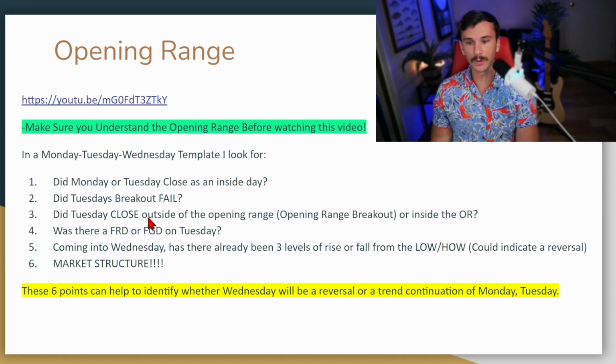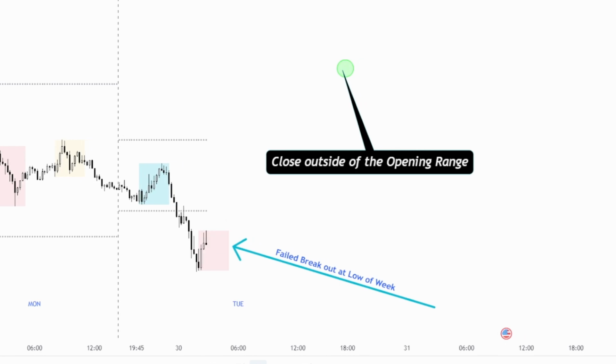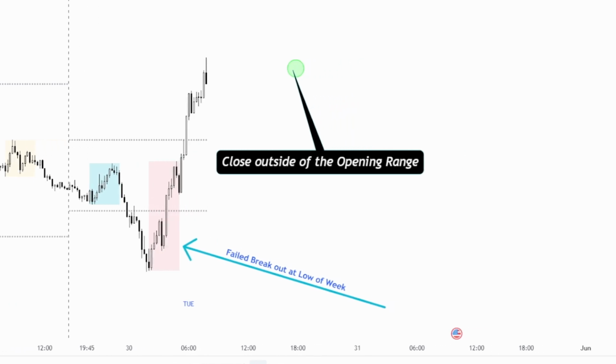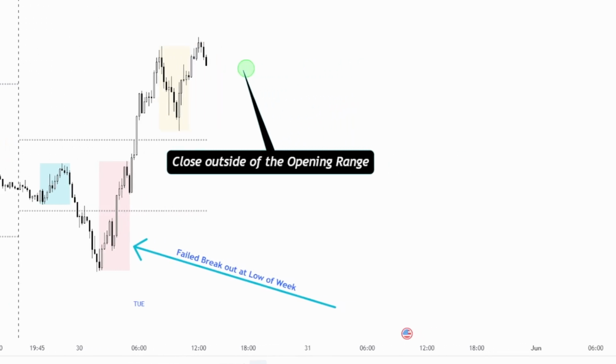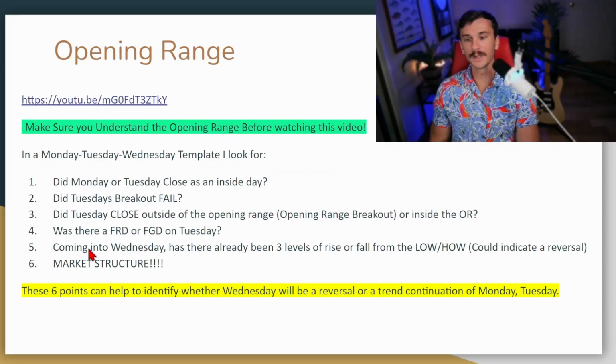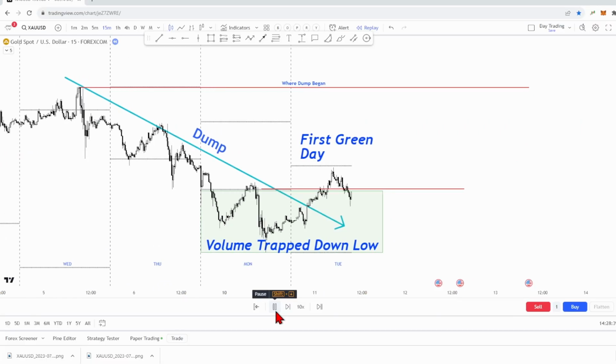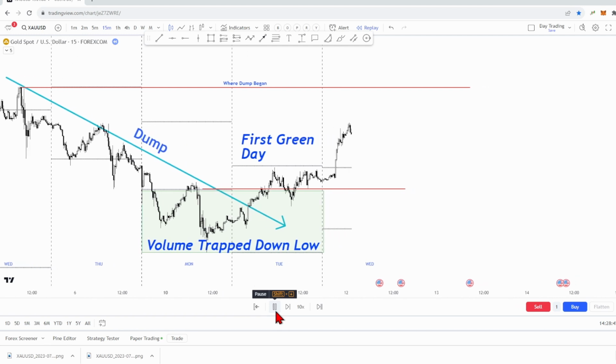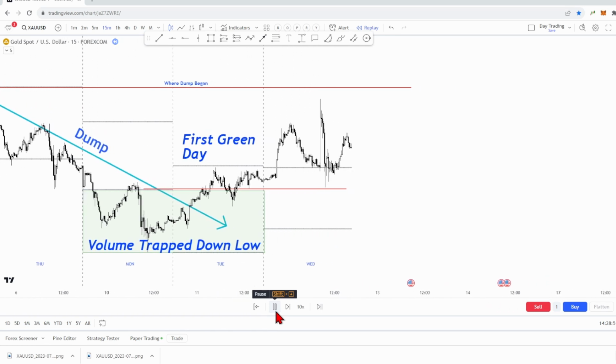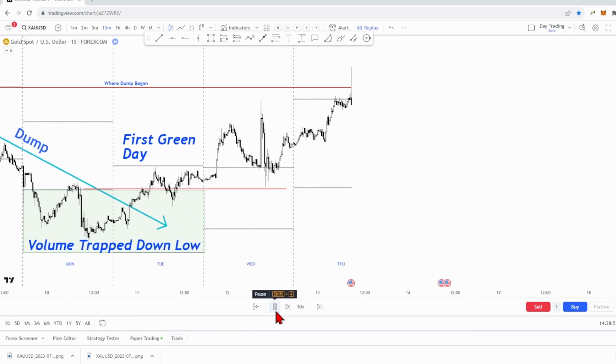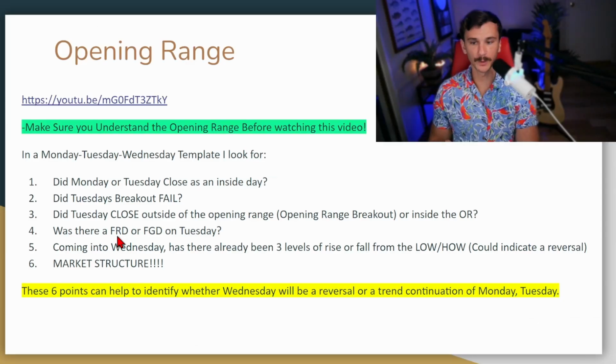Did Tuesday close outside of the opening range? So the other scenario from number 2, if it closed on the outside of Monday's high and low, then that is a confirmed breakout. Was there a first red day or a first green day on Tuesday? What I'm saying here is basically, was there a signal day? Inside day, first red day, first green day on Tuesday. That will give you very valuable information going into Wednesday.